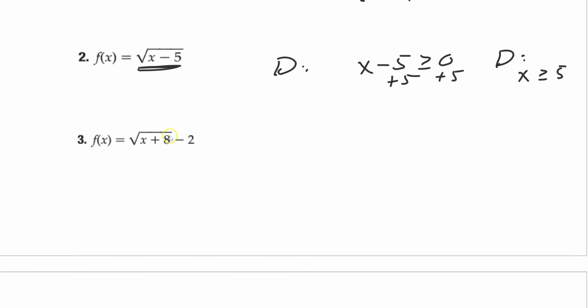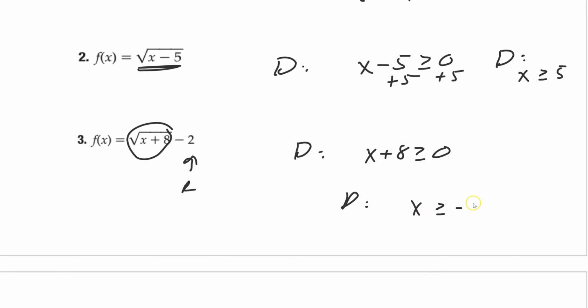Last one here, same idea. There's a -2 that actually affects the range. My domain is this part. So it's all about the stuff underneath the radical. So x plus 8 is greater than or equal to 0. So my domain is x is greater than or equal to -8.